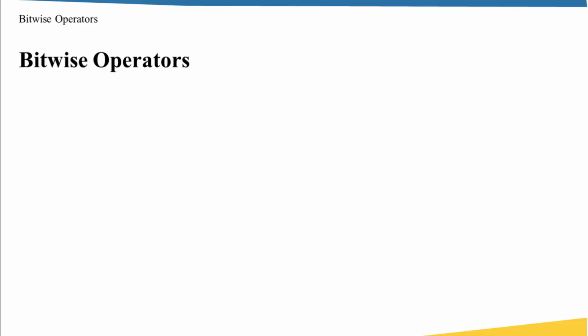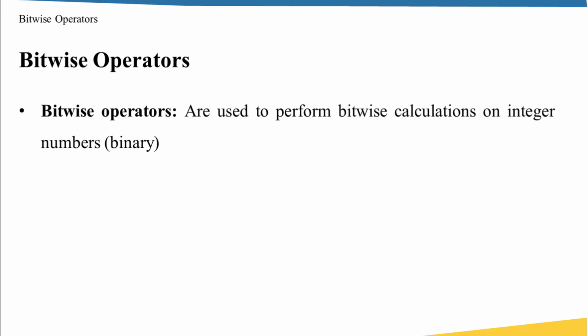First of all, let's start by defining what Bitwise operators are. Bitwise operators are operators that we use usually to perform bitwise calculations on integer numbers after we transform these numbers to the binary system, in which the numbers are represented by zeros and ones only. Now let's see all of these operators' details.